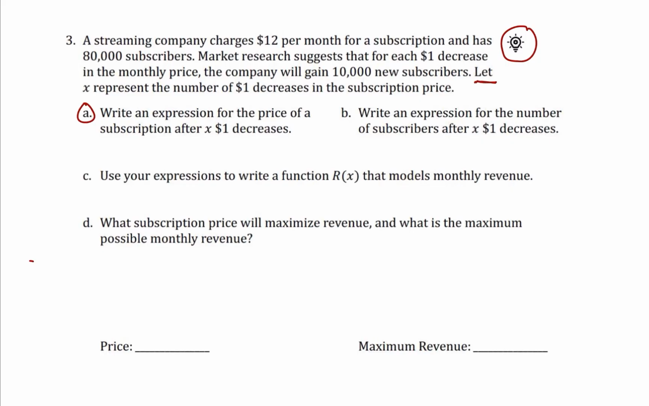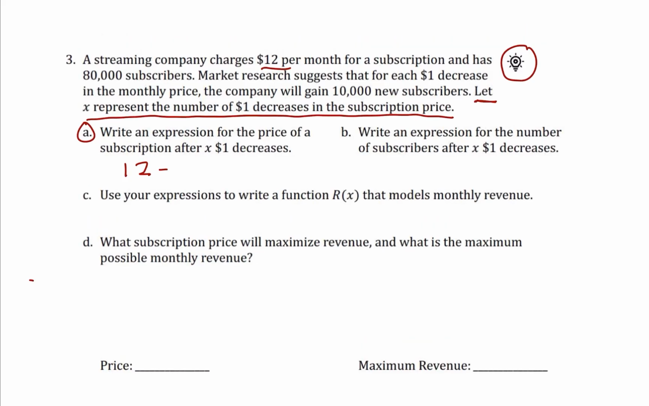What I'm going to underline in that problem is that they are asking us to let X equal the number of $1 decreases in the subscription price. So the original price was $12 per month. So we're going to say the new price is going to be $12 per month minus the number of $1 decreases. And if you want, you could put a 1 there. So if there were X $2 decreases, we would say minus 2X. But every time that there's a decrease, we're going to subtract $1 from the price. So our expression is 12 minus X.